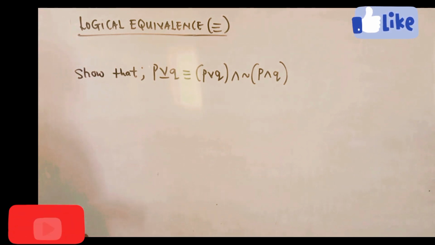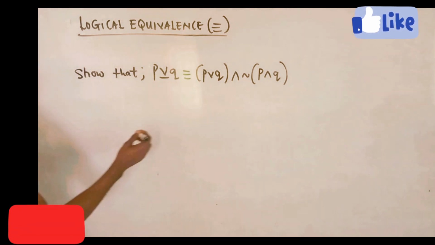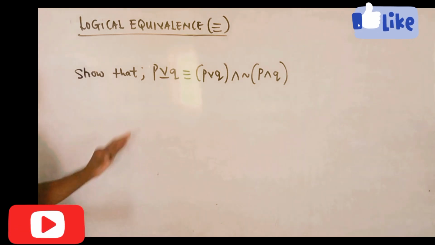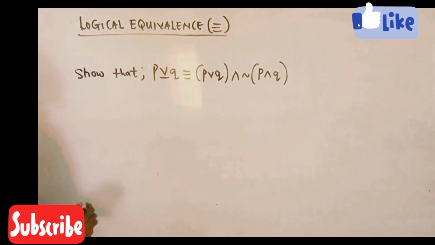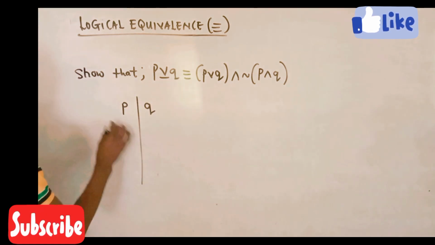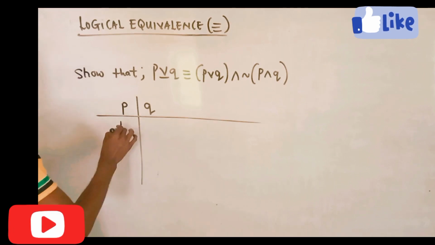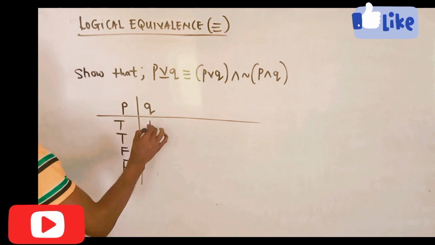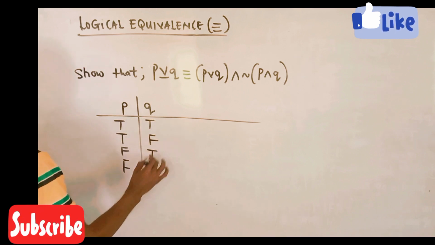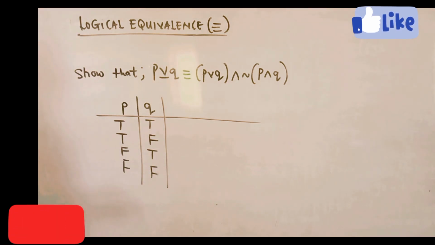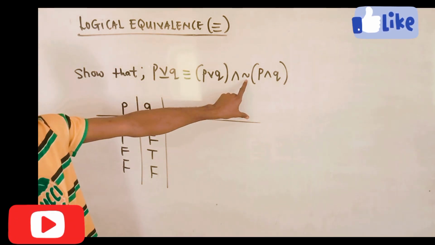Okay, let's see this example. Of course, we have only P and Q in the question, so we have the table contain P and Q alone. Of course, P will be truth, false, and truth, false for Q.